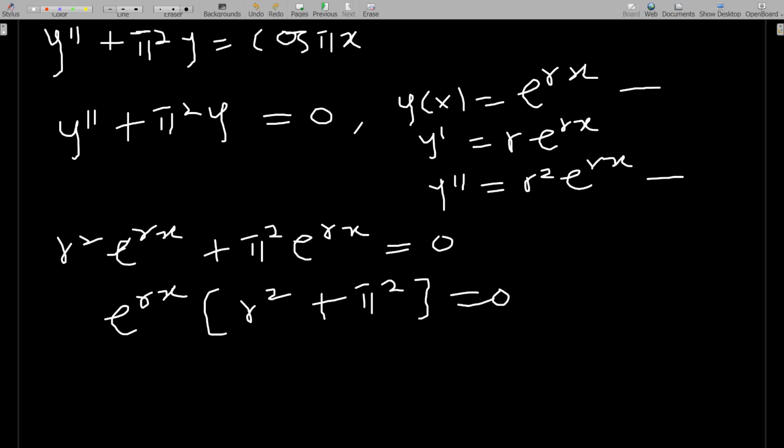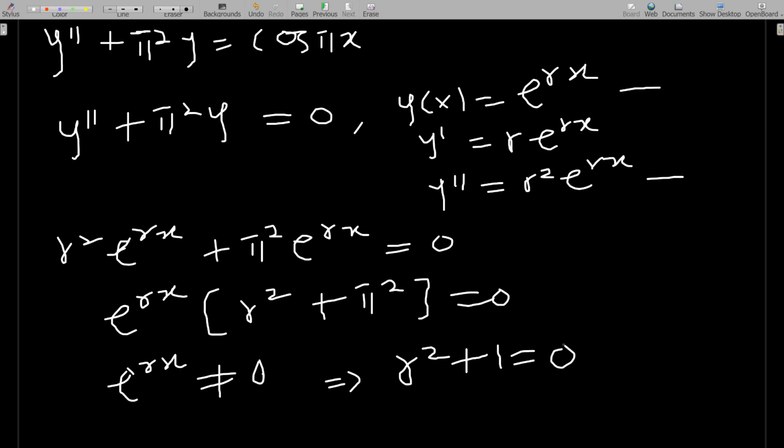But we know that e to the rx is our solution and it's never equal to 0. So this implies that r squared plus pi squared is equal to 0. I should have actually started with this. Some books will just start with r squared plus pi squared equals 0, but I just wanted to show you how to go about it in case you didn't get something like this.